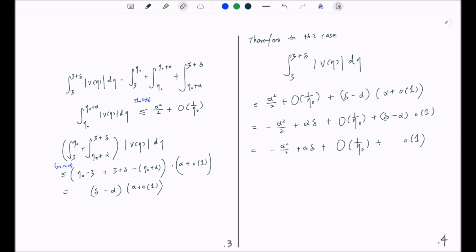On the other hand, because this eta naught is bigger than zeta, so 1 over eta naught will be bounded by 1 over zeta. But zeta is a sufficiently large number, which means this will also be a little o of 1 as zeta goes to infinity. So we can combine these two further together.